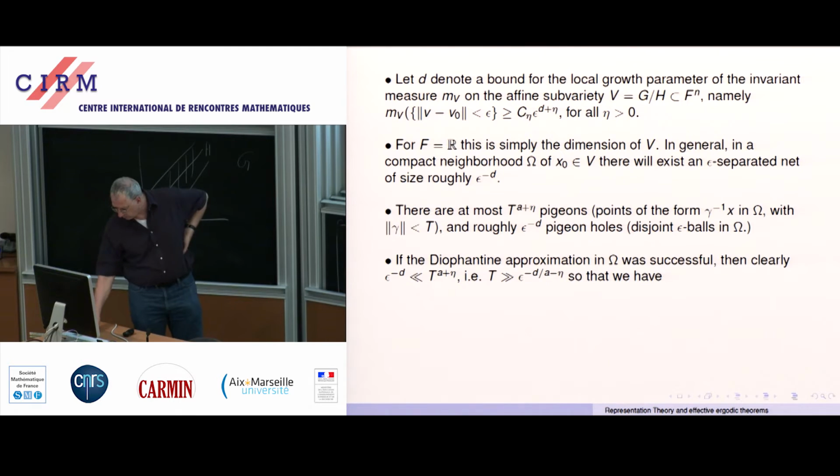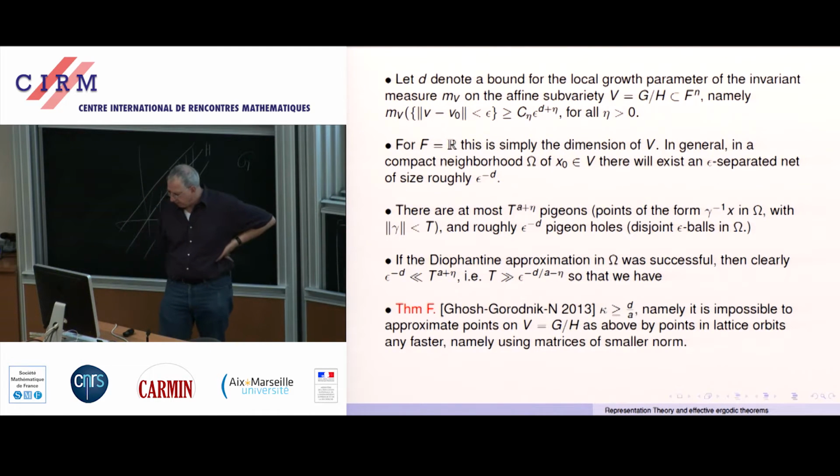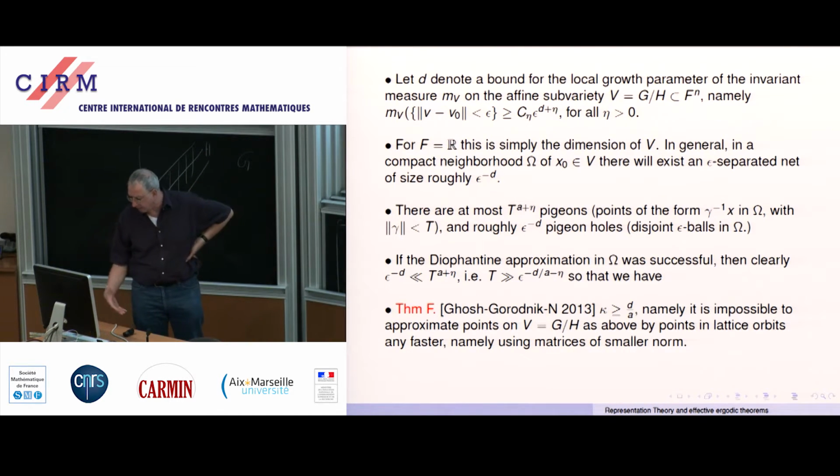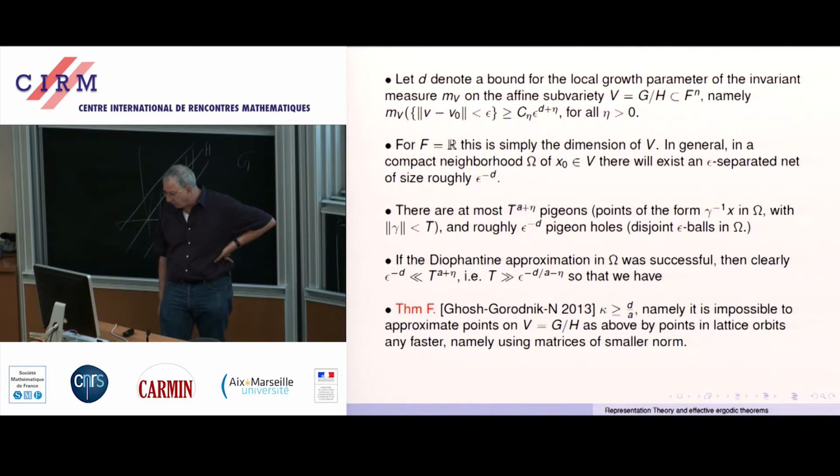And that means that what we have is the following. Kappa, the approximation exponent, must be at least d over a. Namely, it is impossible to approximate points on V, on the variety as above, by points in lattice orbits, namely by using matrices of a smaller norm. T is what accounts for the norm.